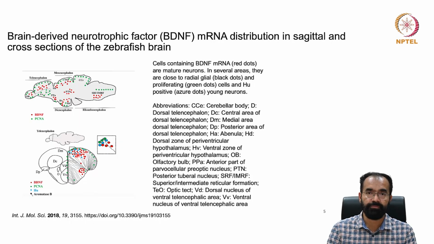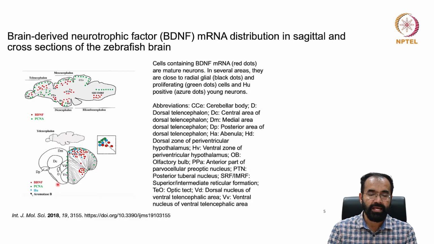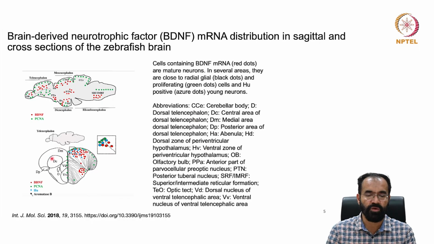The red dots, which are BDNF positive, and also the green, which are proliferating cells, all converge and merge together. And the HuC cell, because normally if they are proliferating, that is also giving rise to new neurons. That is why the blue marker. And also you can see there is a supporting cell, the radial glial cell, which is seen as aromatase B enzyme positive. And the abbreviations are given for different regions, that is cerebellar body, dorsal telencephalon. So you can read it. It is not important, just for understanding.